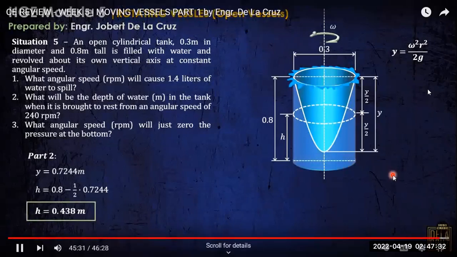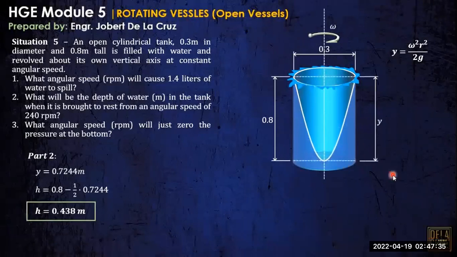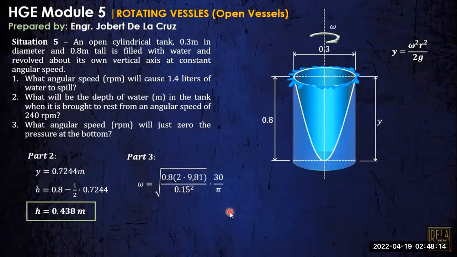Okay, part 3. Angular speed, that the depth of water at the center is 0 lang. I know, the pressure at the center bottom is 0. So magiging 0 yung ating pressure dito kung walang water dito. So the vortex should be touching lang the bottom dyan. Okay? So as you can see, yung y natin dito is 0.8 automatic. Okay? So by that, diretso ko na lang, no? The same formula kanina, yung i-arrange natin. Then we can have the value of omega.